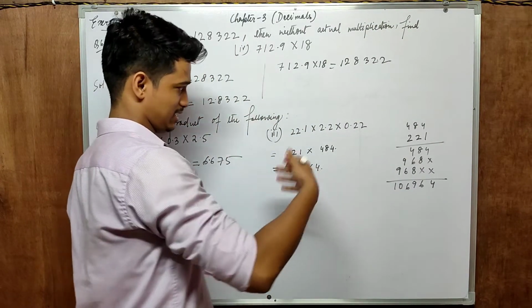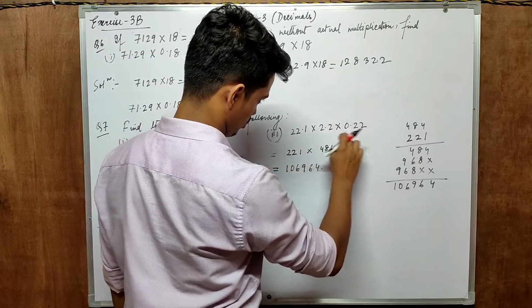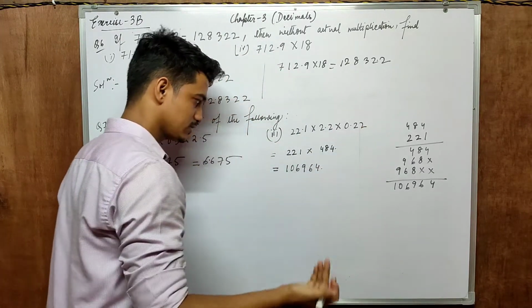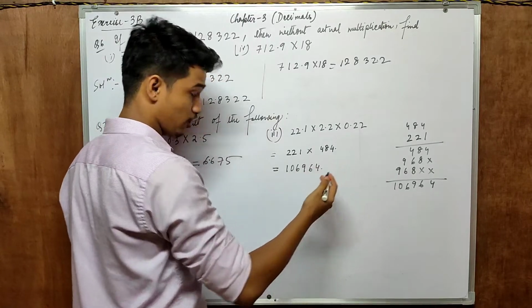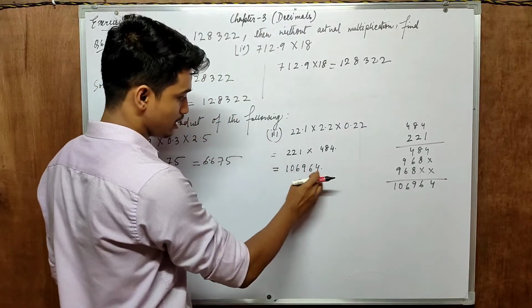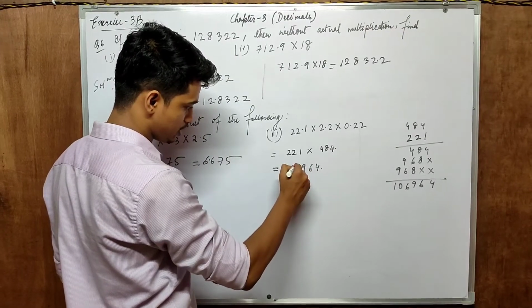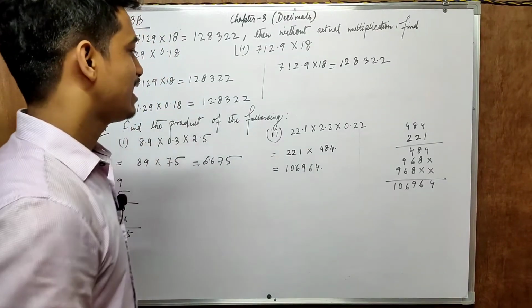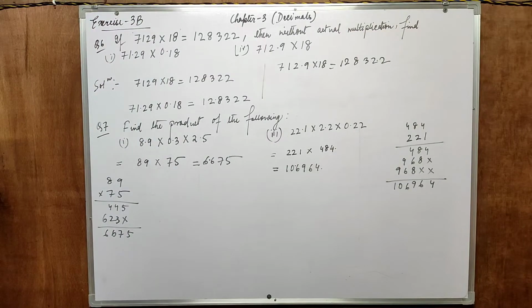And how many decimal places are there? Let's count: 1, 2, 3, 4. So collectively it will become 4. How to count? From the right-hand side: 1, 2, 3, 4 and put the point. That's it. So that's about this answer.